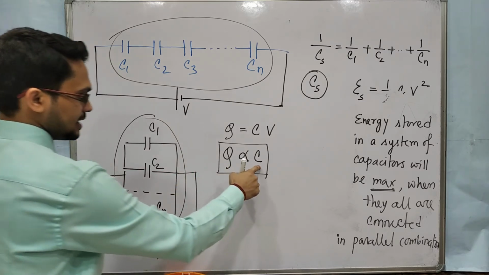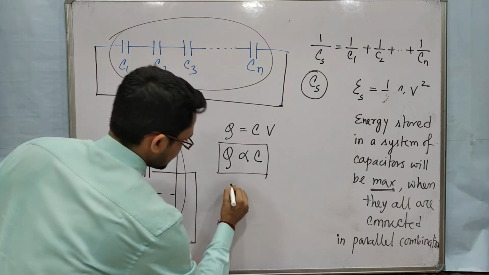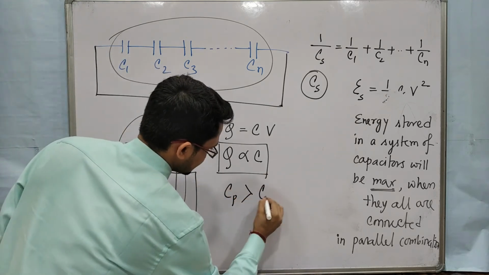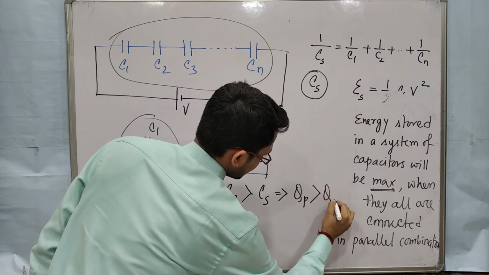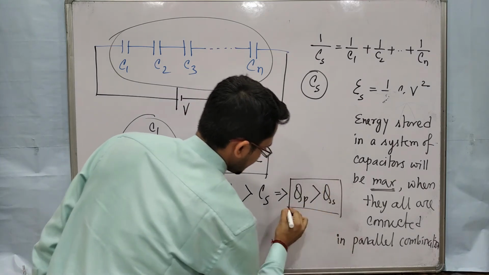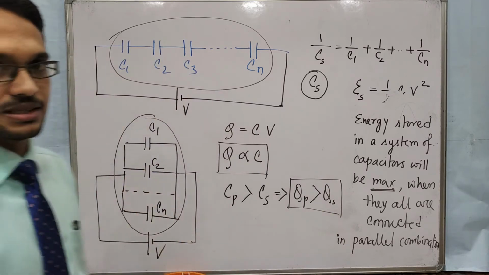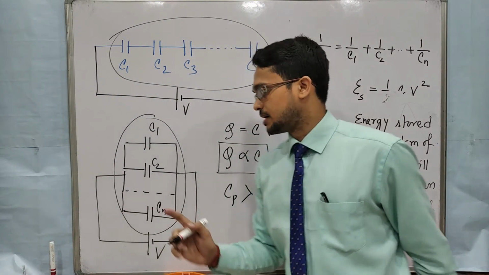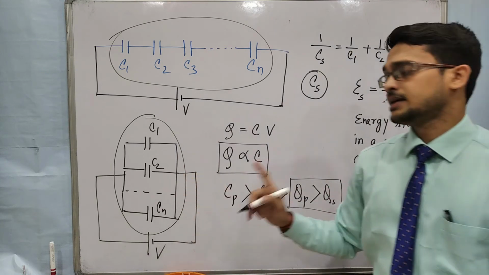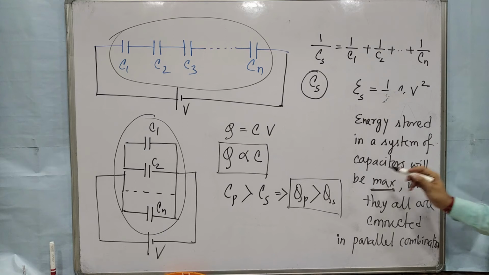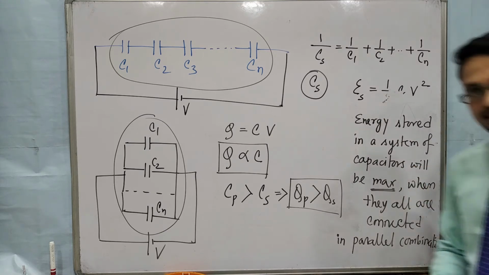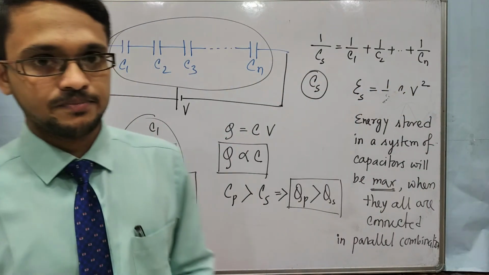Okay, here again Cp is greater than Cs, that means Qp will be greater than Qs. Okay, charge stored in the system of capacitors will also be maximum when they are connected in parallel. Okay, and also energy stored in the system of capacitors will be maximum when they are connected in parallel. Clear?